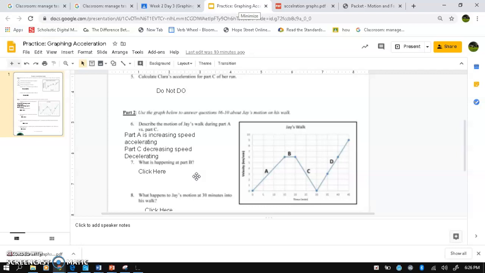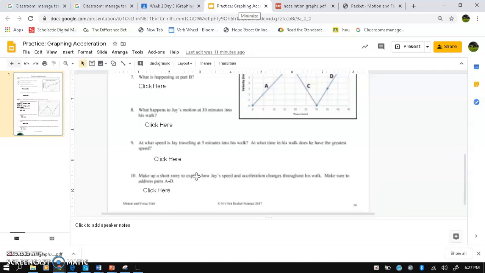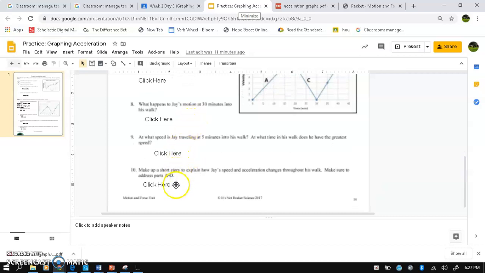So part A, remember slope man. What type of slope was that? That was positive. Part C, what type of slope was that? That was negative. So part A, Jay is increasing speed over a period of time. So he's accelerating. It's actually positive. Part C is decreasing speed. So they are decelerating over a period of time. They're slowing down over each second, each minute, each hour. Okay. All right. So then you're going to answer number 7, 8, 9, and 10.